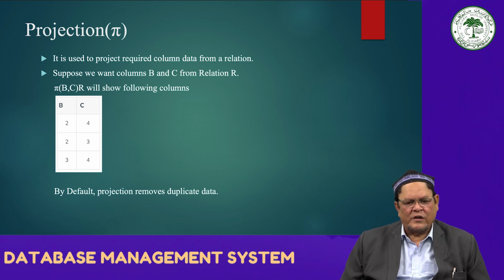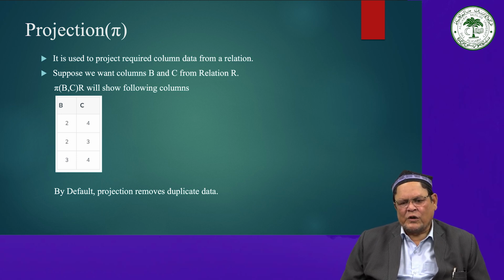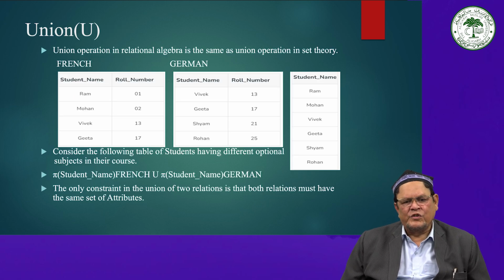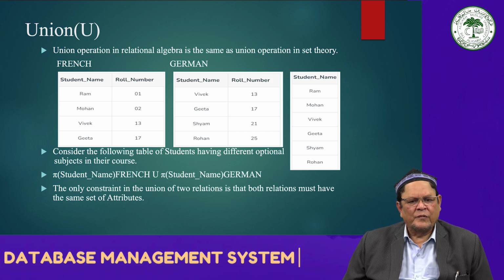It is used to project required column data from a relation. Suppose we want columns B and C from relation R. Then pi B, C within parentheses will show the columns you see on the screen, and by default, the projection removes the duplicate data. Another operator is the union operator. Let's understand it with the help of an example.